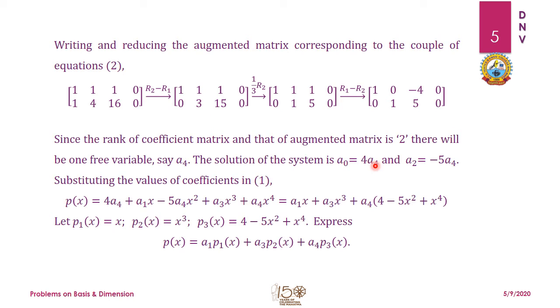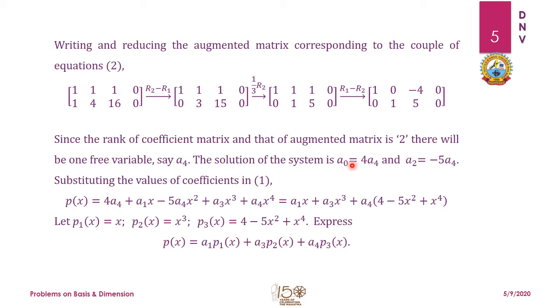So we can represent a0 and a2 in terms of a4 with the help of this one. So a0 will be equal to 4a4 from this equation, and a2 will be equal to minus 5 times a4, because these two will go on the right hand side and will make the values in terms of a4. So if we substitute these two values in the original element at equation number 1, p(x), then it becomes a1x, a3x cube and a4 with this coefficient or this expression.